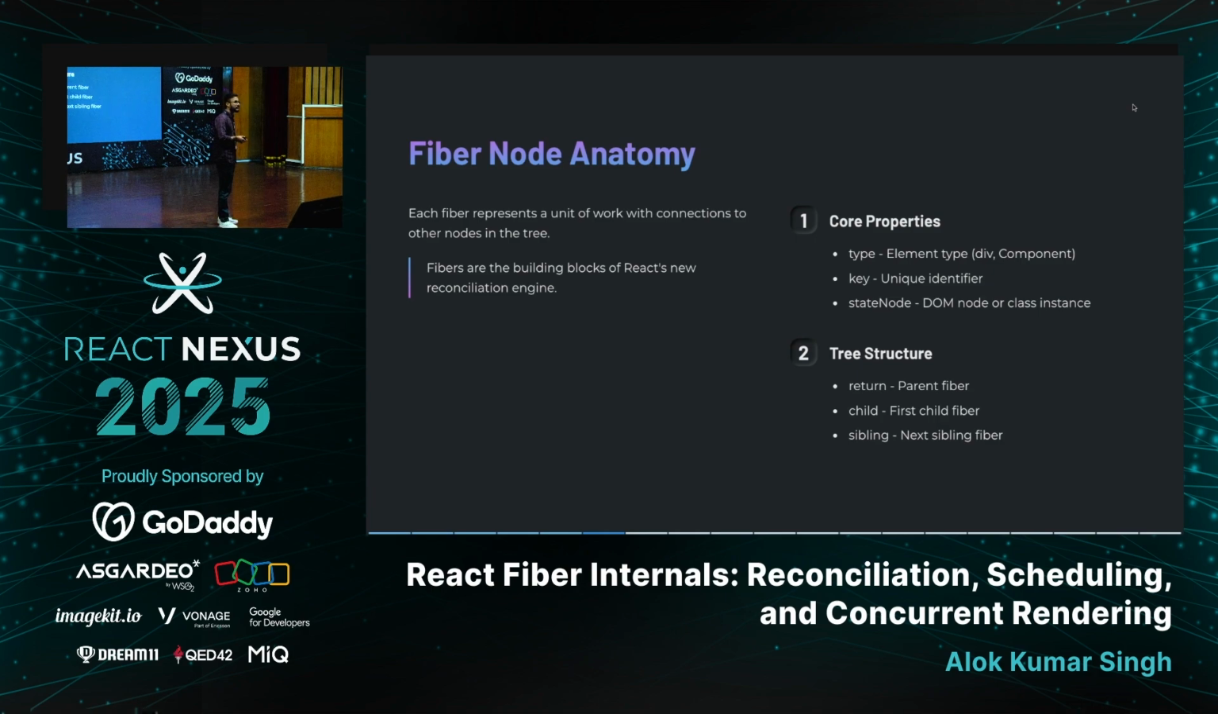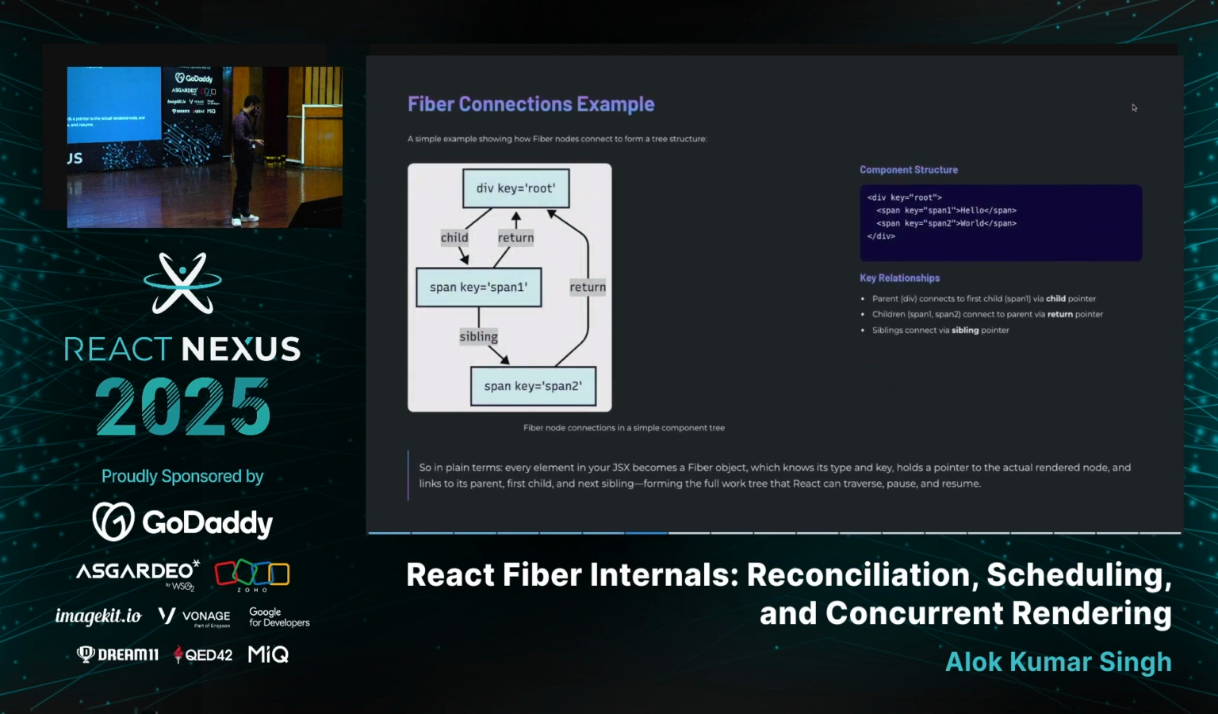And the second one is the tree structure. That means how this node is connected with the other nodes in this component tree. So it has 3 pointers. The first one is the return pointer, which points to the parent fiber. The child, which means the first child fiber. The sibling pointer, which points to the next sibling of the fiber node. Let's understand this more with an example.